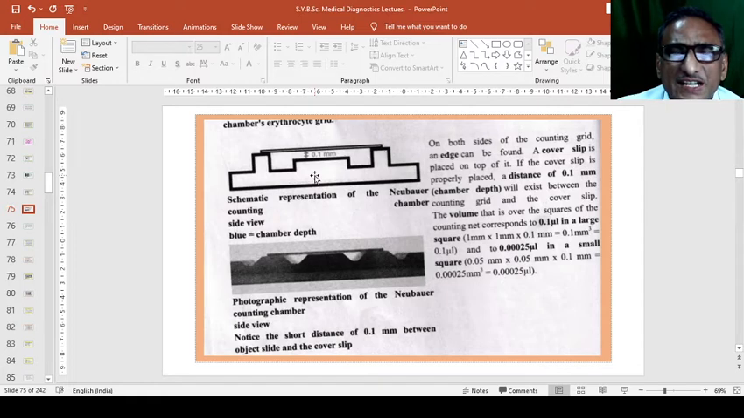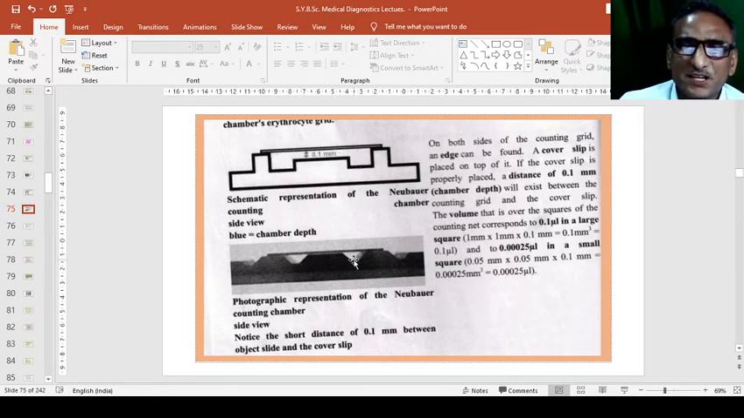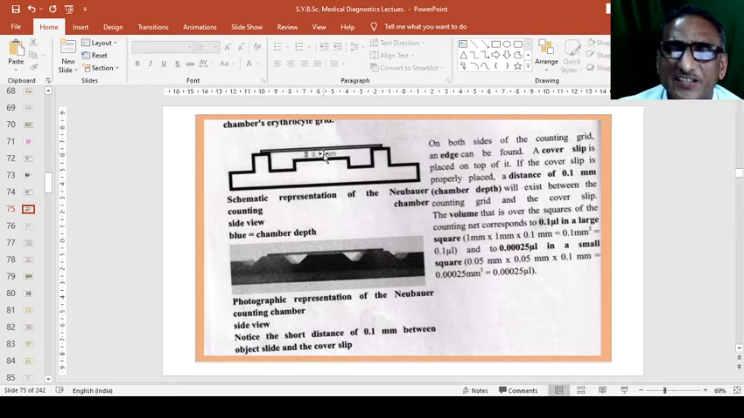So this is the lateral side position of the slide, where you are keeping the cover slip, and in this film of 0.1 mm the blood smear is there, and in this film you can count the number of cells present. So this is the photographic representation of the slide, and this is the diagrammatic presentation of the slide, showing how to observe the cell count.